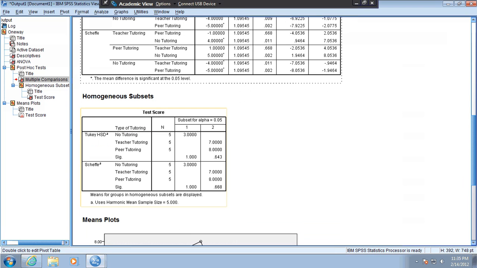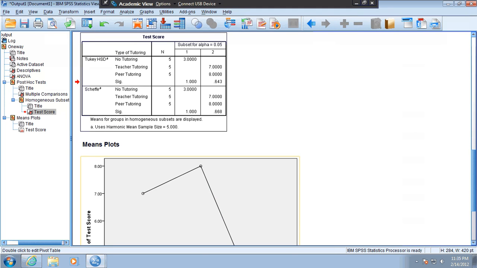Scrolling down the output, when you do run the Scheffe procedure, you will get this box that shows homogeneous subsets. Again, this output is another way of looking at the same output provided in the previous table. When you look at the homogeneous subsets box of output, any means that are contained in the same column are found to be not statistically significant from each other, while any means that are never in the same column are different from each other. Since in column 2, the 7 and the 8 are in the same column, that is going to indicate that there is no difference between the teacher and peer tutoring groups.